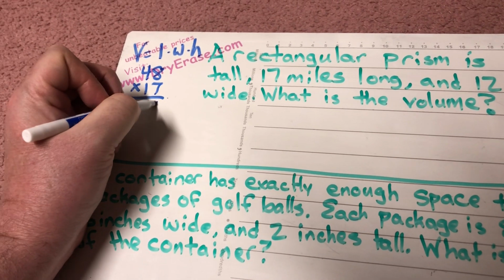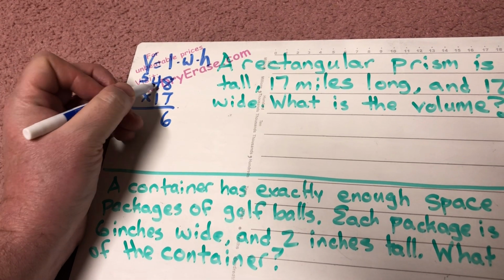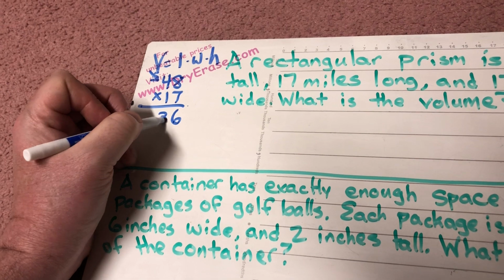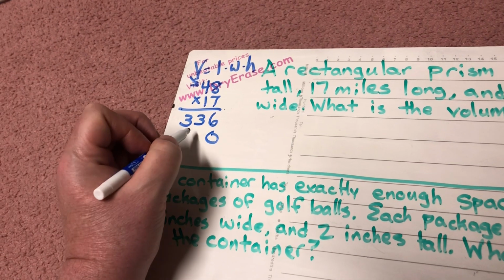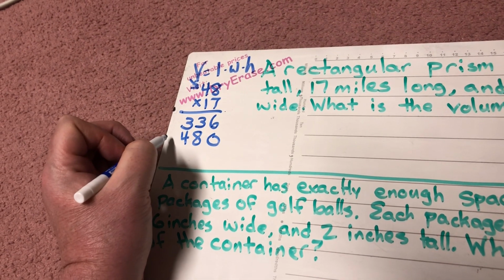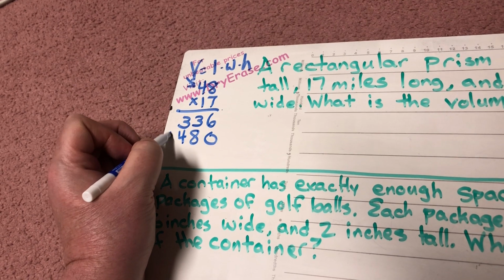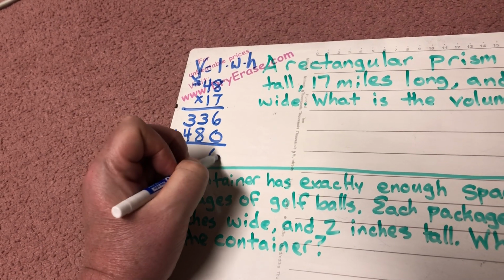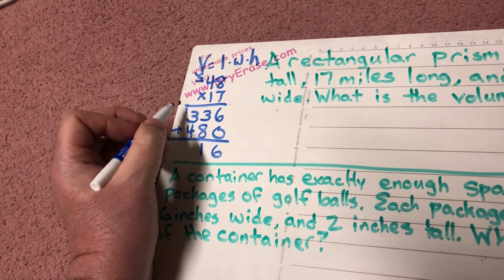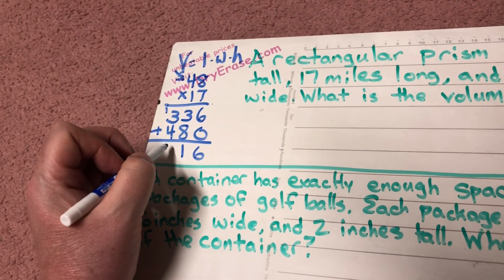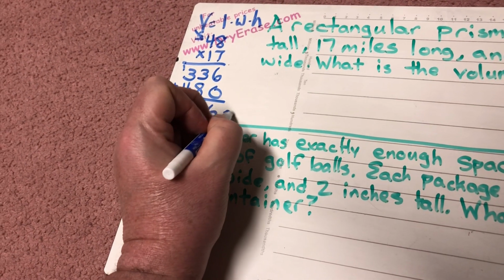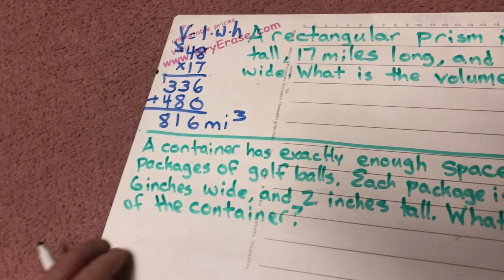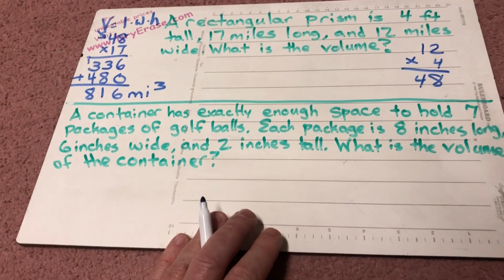7 times 8 is 56. Put the 6 down, carry the 5. 7 times 4 is 28, plus 5 is 33. Put a 0 down so everything lines up with my 1. 1 times 8 is 8. 1 times 4 is 4. And then I go ahead and I can add these together. 6 and 0 is 6. 3 plus 8 is 11. Put the 1 down, carry the 1. 1 plus 3 is 4. Plus 4 is 8. I get 816 cubic miles as a volume.